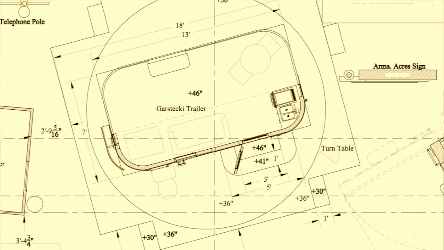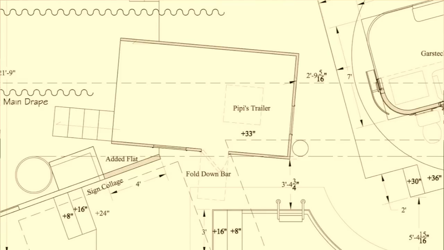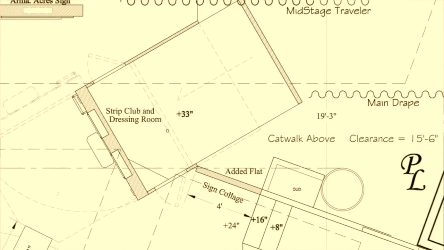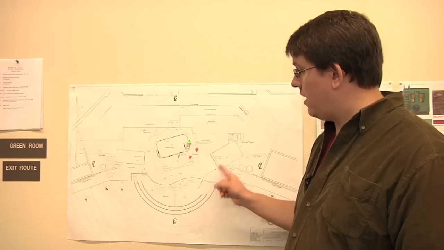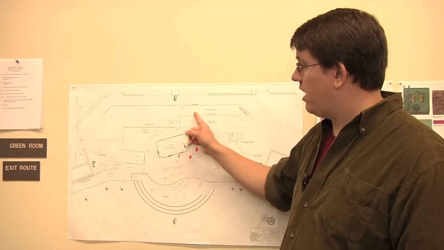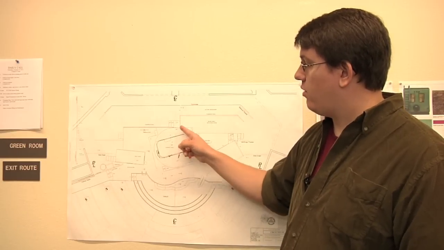This is a plan view, a ground plan view, a bird's eye view of the center Garstecki trailer and its porch. Stage right is Pippi's trailer, and then stage left is the strip club and dressing room that we saw. And upstage here is a cinder block fence you can see in the ground plan.